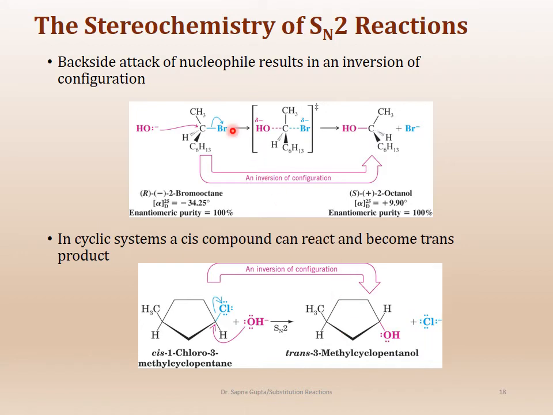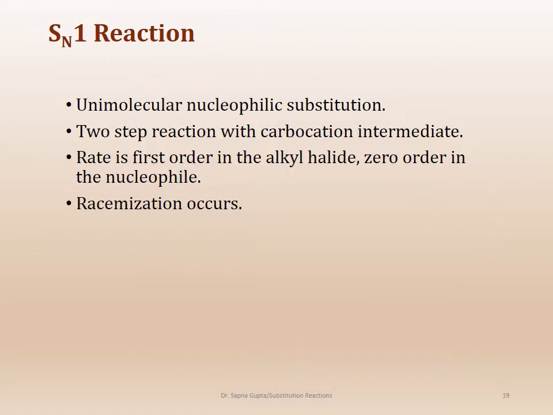In the case of straight chain compounds, you have R and S going on. And in the case of cyclic compounds, there is still R and S, but it's easier to see the cis and the trans change going on. All right, so the stereochemistry is inverted in SN2 reactions.